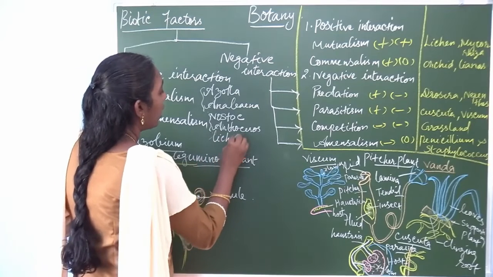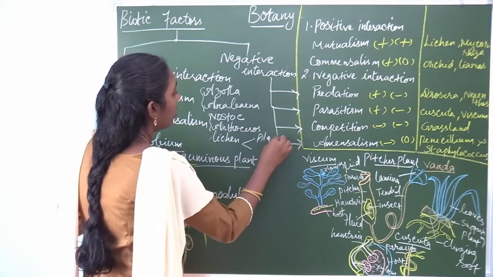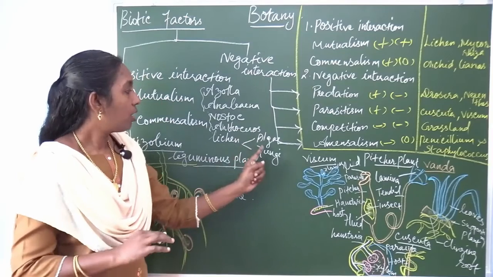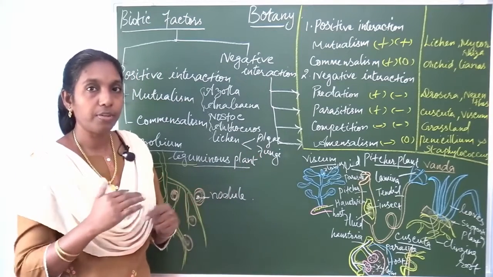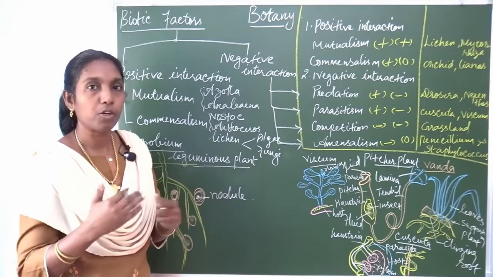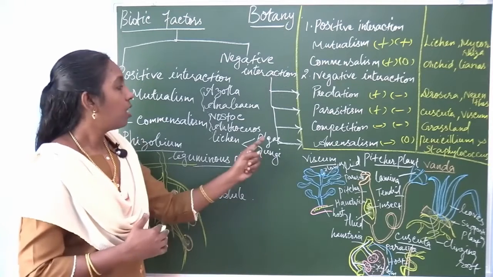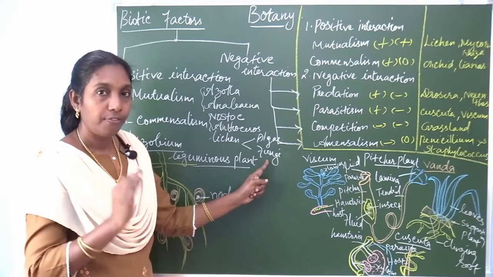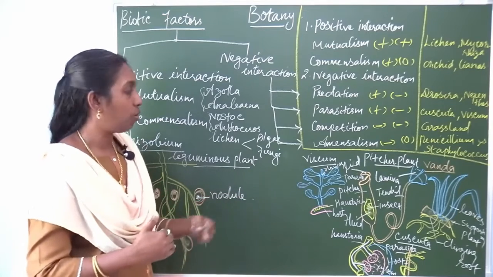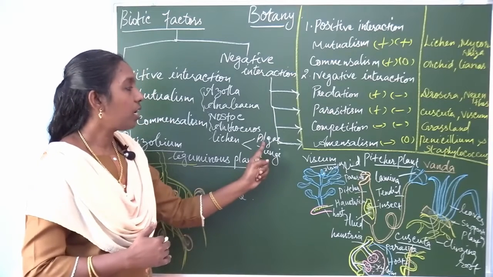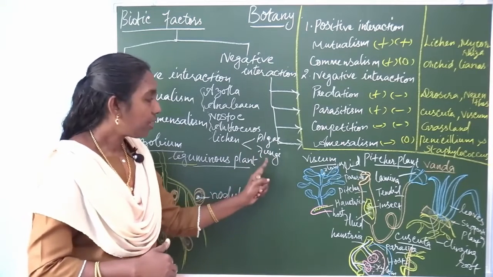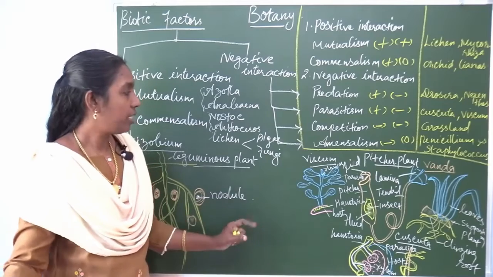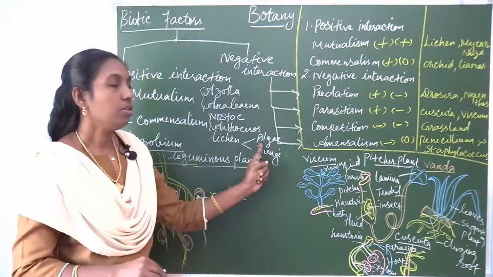Likewise, lichen. Lichen is the association between algae and fungi. How is it benefited? Algae, due to the presence of chlorophyll, carry out photosynthesis and synthesize their own food. But fungus lacks chlorophyll, so it cannot synthesize food. But both are mutually benefited. The alga supplies food to the fungus, and the fungus, with its interwoven, profusely branched hyphae which move here and there, collects water and gives it to the algae.